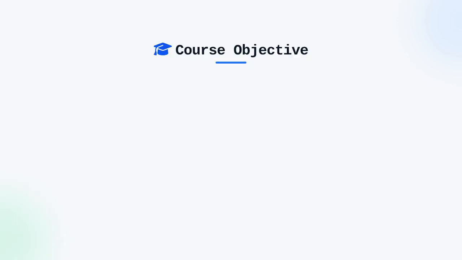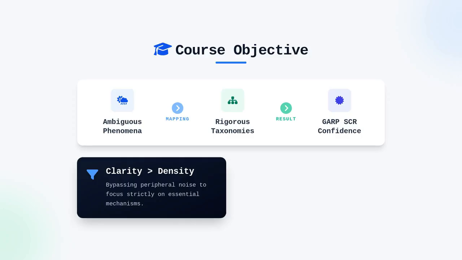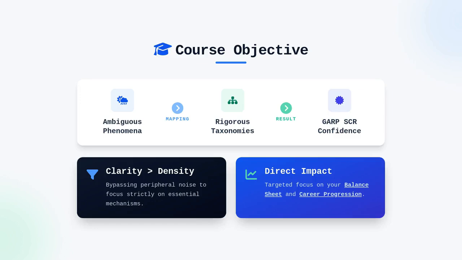In this course, we prioritize clarity over density to ensure you pass the GARP SCR exam with confidence. You will learn to map ambiguous environmental phenomena into the structured, rigorous taxonomies that financial regulators and institutions now mandate. We bypass the peripheral noise, focusing strictly on the mechanisms that impact your balance sheet and your career progression in professional finance.